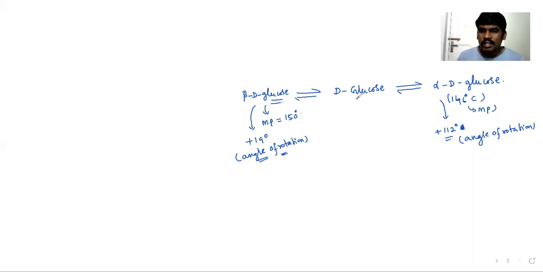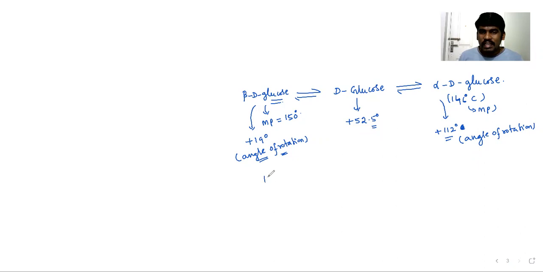Right. So whereas the D-glucose angle of rotation is around plus 52.5 degrees, what will happen as time goes on? This 112 degree angle of rotation decreases to 52.5 degrees. And as time goes on, in the case of beta-D-glucose, the 19-degree rotation increases to plus 52.5 degrees. So D-glucose is in equilibrium with alpha-D-glucose and beta-D-glucose. Moreover, the rotation keeps on changing with time, right?